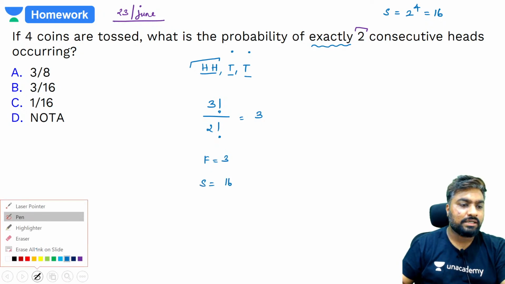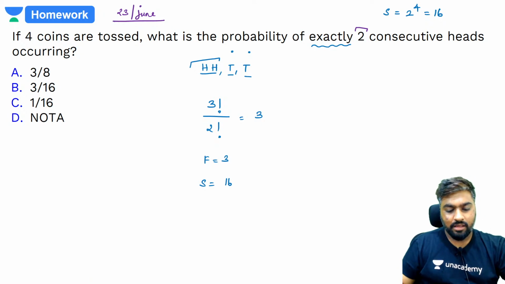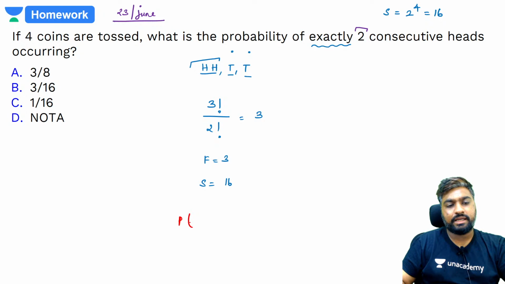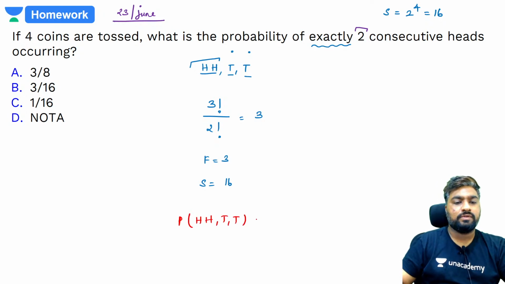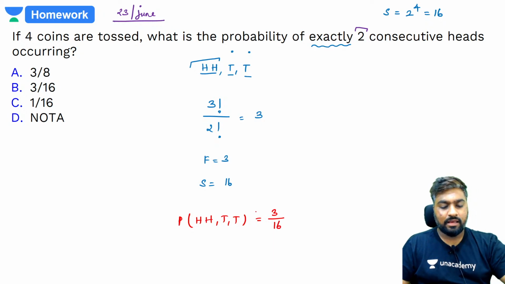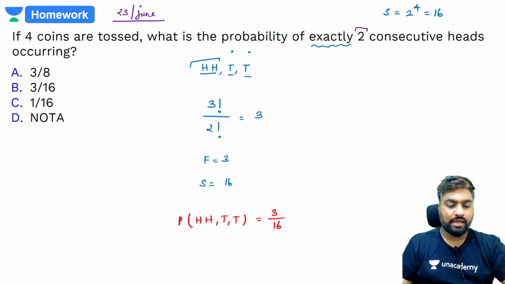So what's your answer? Yes guys, what would be your answer? What's the probability of consecutive heads and the other 2 remaining tails? Anyone? 3 upon 16. Yes. This is clear, no? I hope there are no doubts here. No doubts, no questions, anyone?